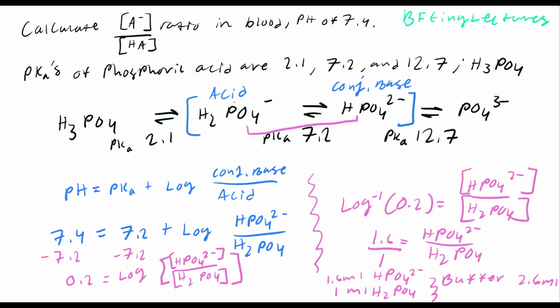So again, that's the acid and that's the conjugate base. So we have that the pH, 7.4, is equal to the pKa, 7.2, plus the log of the conjugate base over the acid. So we just subtract the pKa from the pH, and then you take the antilog of whatever you got, and then divide it by 1, and that should be your buffer. So again, 1.6 milliliters would be the conjugate base, 1 milliliter would be the acid, for a total of 2.6 milliliters for the buffer. Hopefully that makes sense.